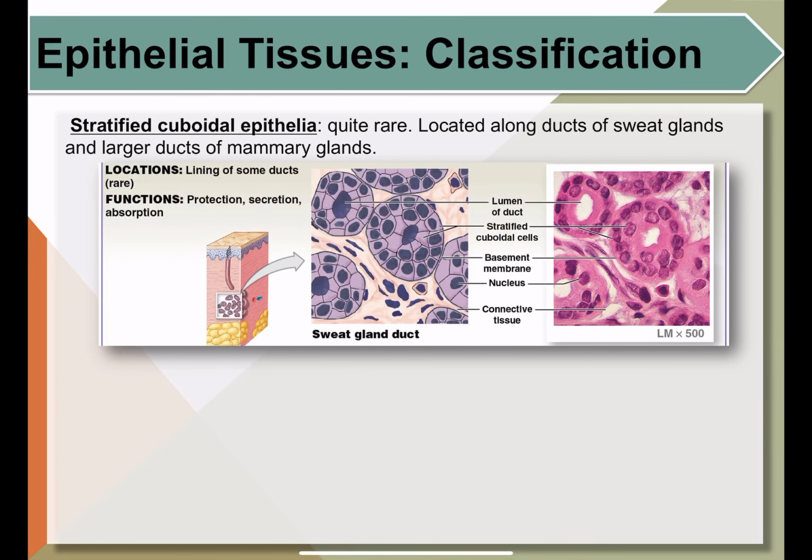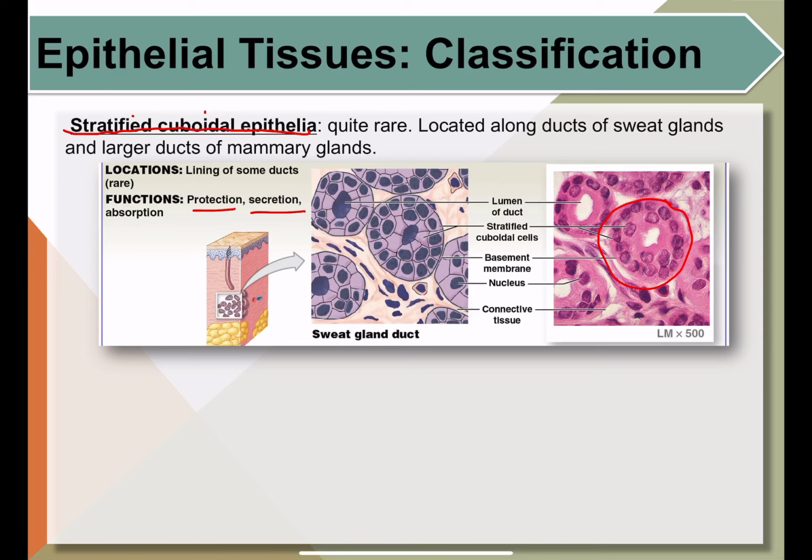So stratified cuboidal epithelium is when you have multiple layers of those box-like cells. Okay, so stratified, many layers; cuboidal, box shape. These are usually rare in the body. Just like simple cuboidal cells, they also function in secretion and absorption along with some protection. Okay, so secretion and some protection for the stratified cuboidal epithelia. There are only a few places where we have this type of epithelium, like ducts of sweat glands and mammary glands. And in this particular example, these are sweat gland ducts.